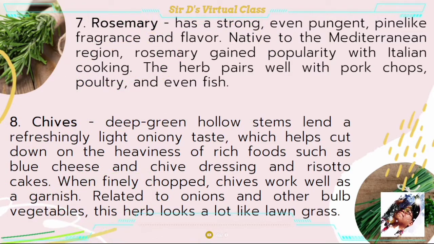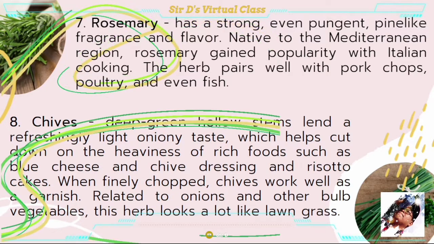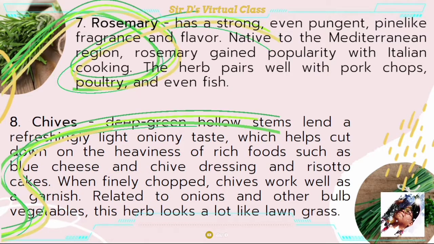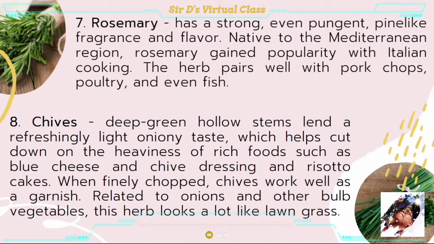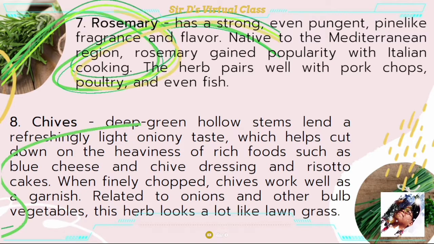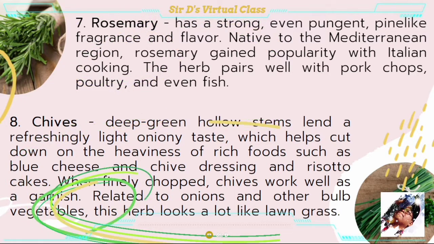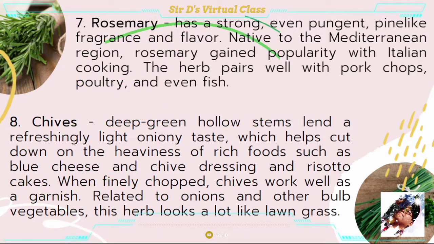Chives, deep green hollow stems, lend a refreshingly light, oniony taste. This helps cut down on the heaviness of rich, flavored foods such as blue cheese and chive dressings and risotto cakes. When finely chopped, chives work well as a garnish. Related to onions and other bulb vegetables, this herb looks a lot like lawn grass.